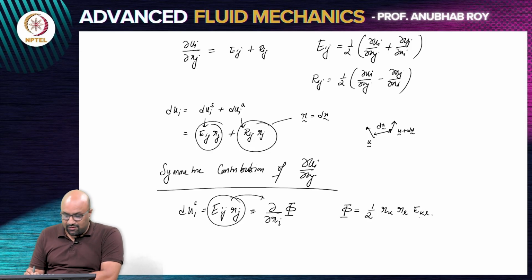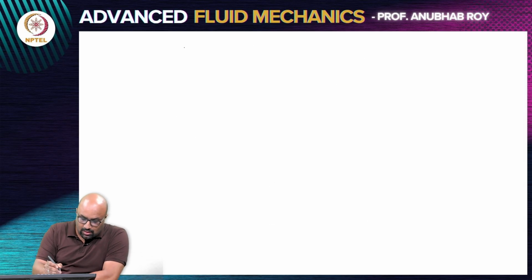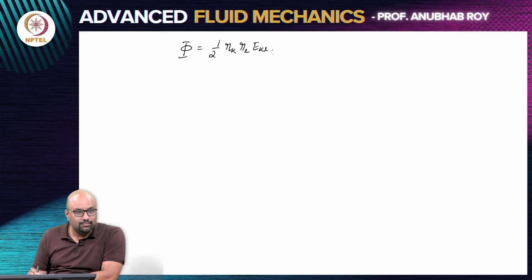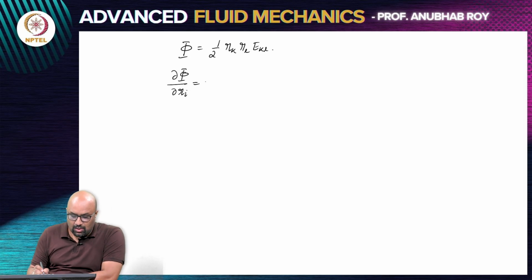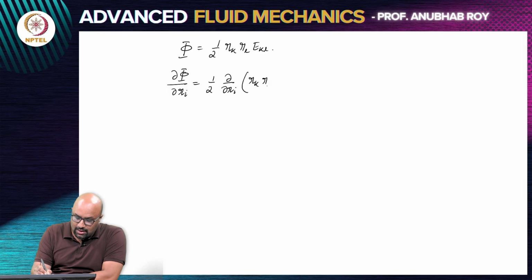Now I'll show this by substitution. If you take this scalar, which is half Rk Rl Ekl, and you take a gradient of this quantity, so dou phi, it has to be a different index, dou Ri, I'm going to write this now as dou dou Ri of Rk Rl Ekl.